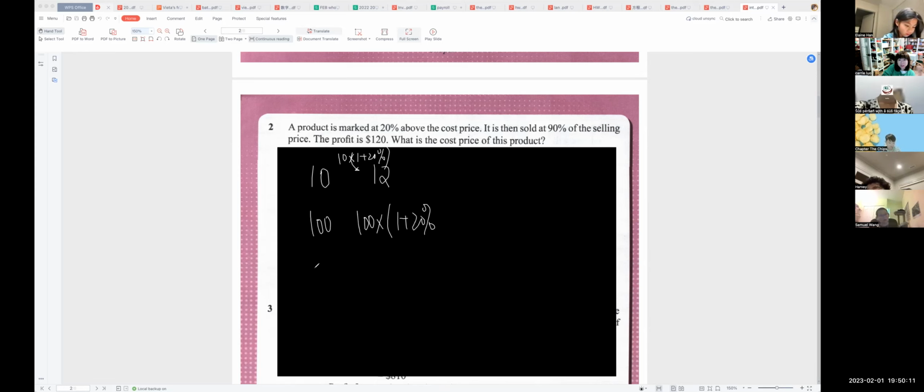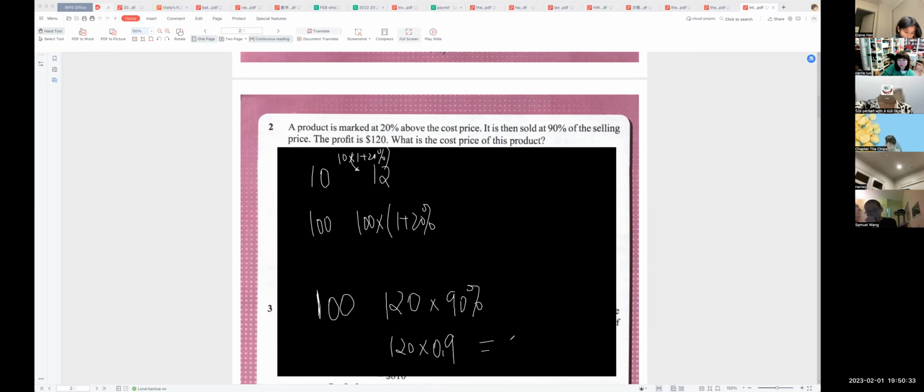Okay, so it said a product is marked at 20% above the cost price. 那我想说什么？我就说等于1好了嘛。Okay, so we can say it's 100. So after 20% it is 120. And then sold at 90%. 90% equals what? So 120 times 90% equals 120 times 0.9 equals 108. 我们先来看看这个 profit is what? 108 minus 100 should be $8.